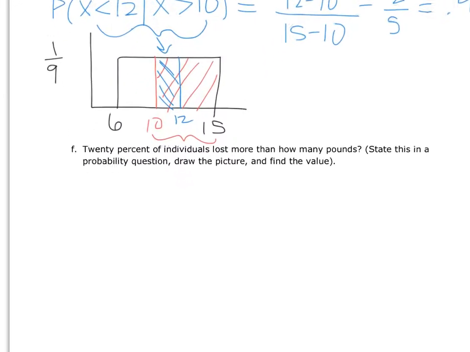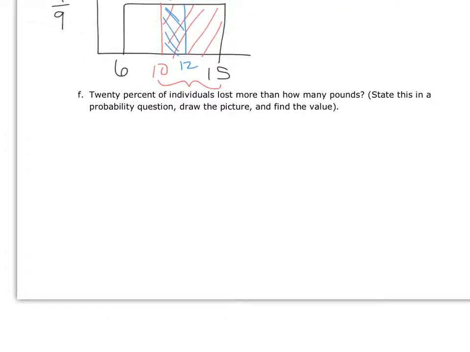Okay. The next thing is a little bit different. Let's look at this next one, which is a little different than what we've been doing. I want to make one change to the question. And here it is: 20% of individuals lost less than how many pounds? A couple hints are given here to answer this. State this in a probability question, draw the picture, and find the value. So let's start with the picture. Here's our PDF going from 6 to 15.